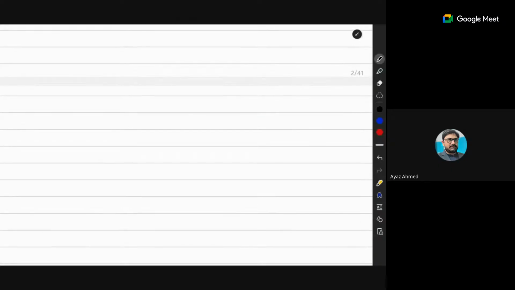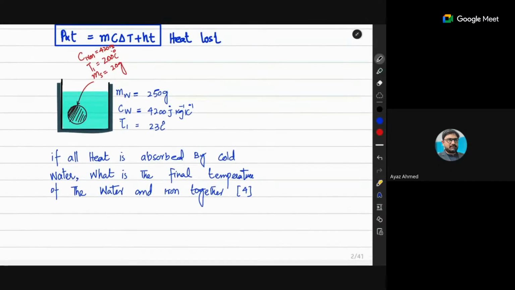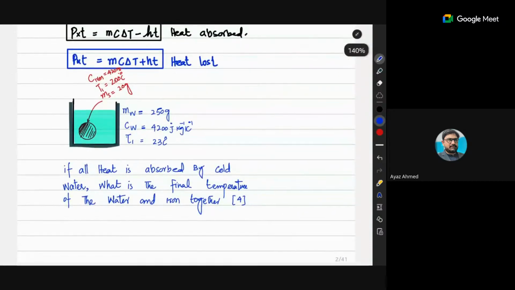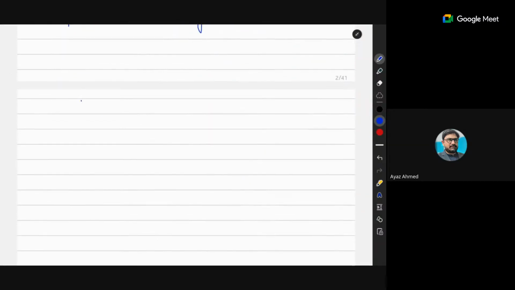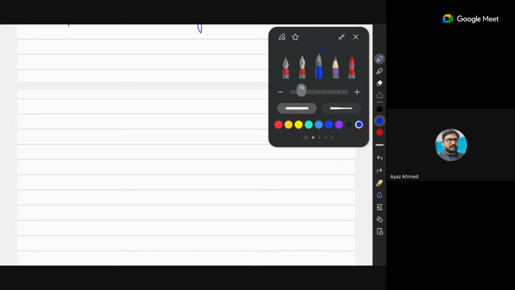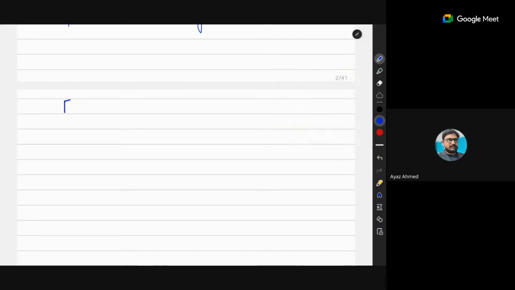Yes, in this question, the main frame of the game is that the heat or energy lost by your iron is equal to the energy absorbed by your water. So energy lost by iron equals energy gained by water. Is it clear to everyone?